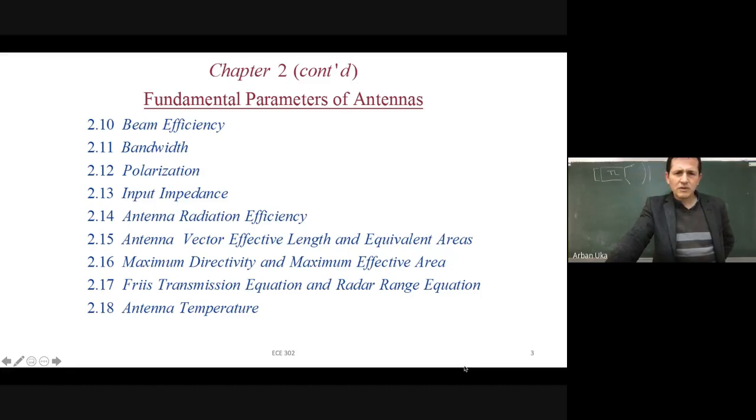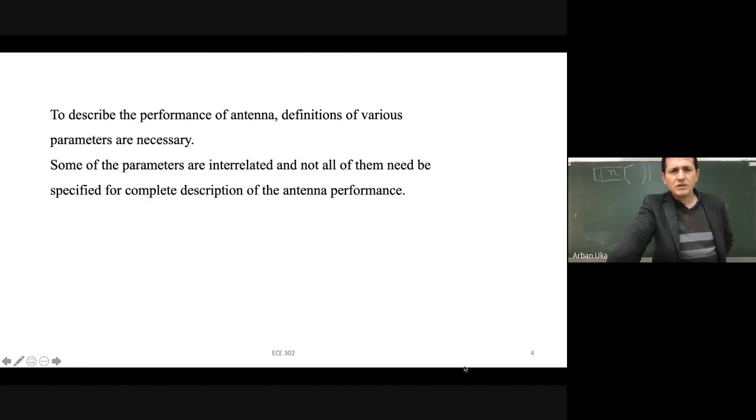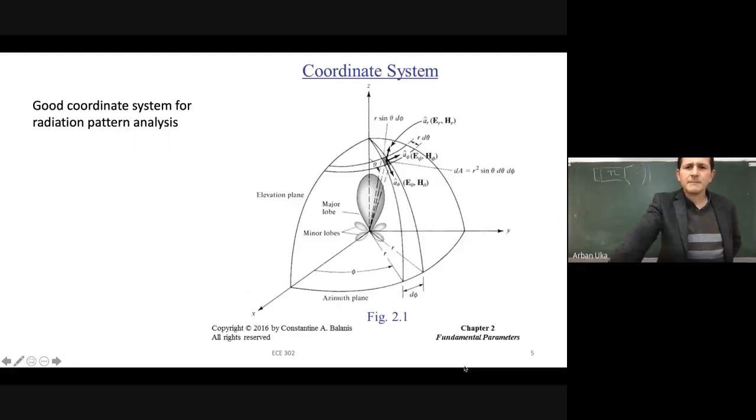We'll talk then about the transmission equations, the radar range equation, and as you can see, another topic that will close the list is antenna temperature. Now, to describe the performance of an antenna, we need to define several parameters. Some of these parameters can also be used to measure the performance of an antenna.